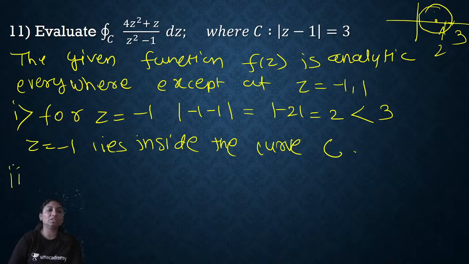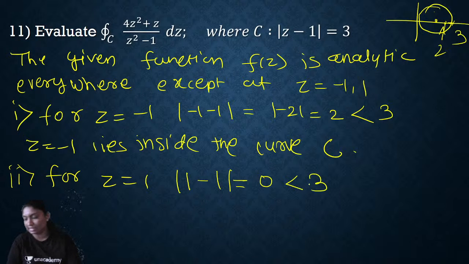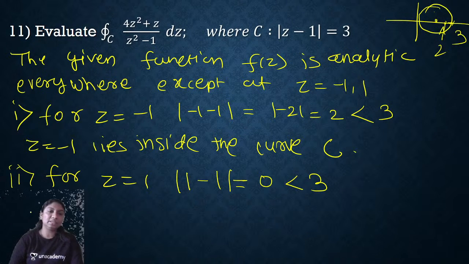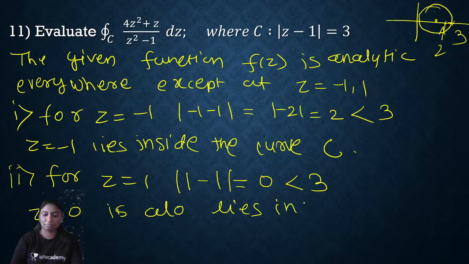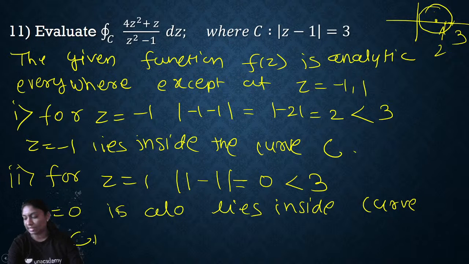Now check for z is equal to 1. So z minus 1 is equal to 0, which obviously lies inside the curve C. Both lie inside the circle. So z is equal to 0 also lies inside the curve C. So which formula is applicable? Both lie inside the curve C.